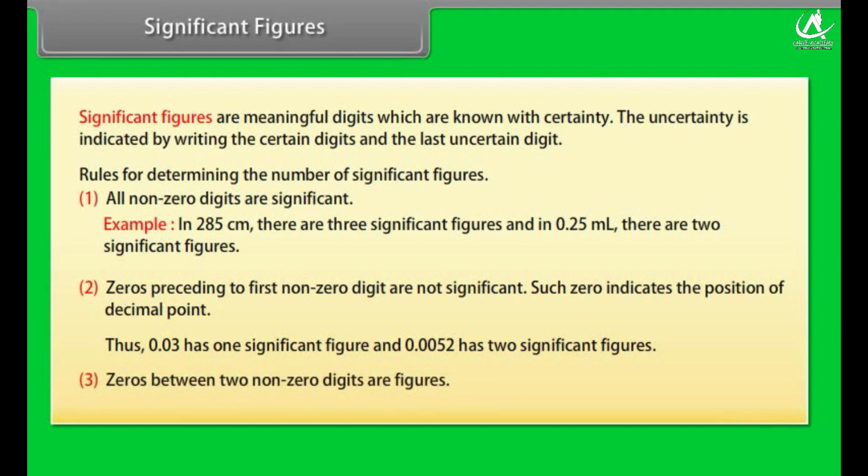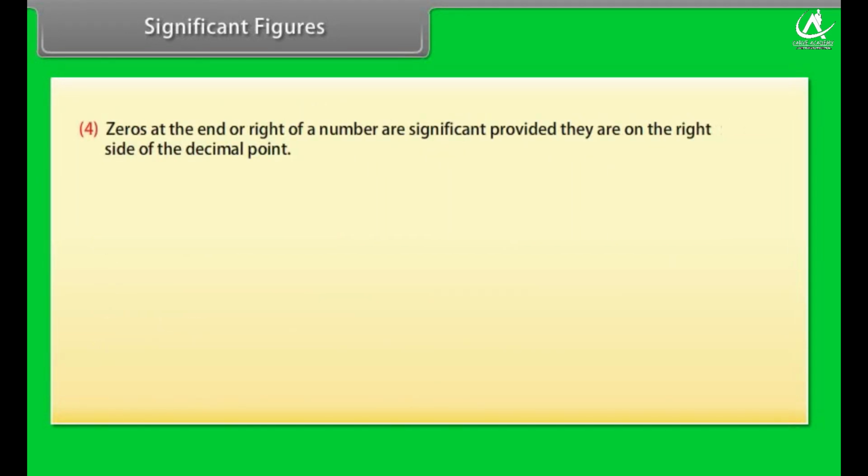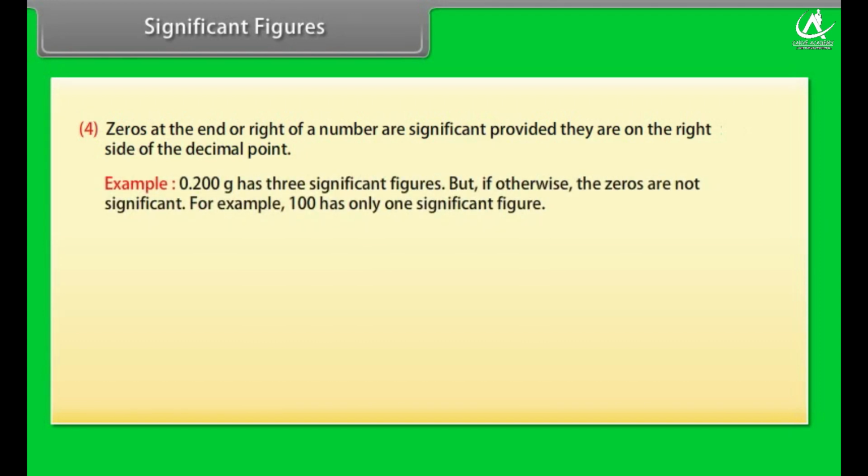Zeros between 2 non-zero digits are significant figures. Zeros at the end or right of a number are significant provided they are on the right side of the decimal point. Example, 0.200 gram has 3 significant figures. But if otherwise, the zeros are not significant. For example, 100 has only 1 significant figure.